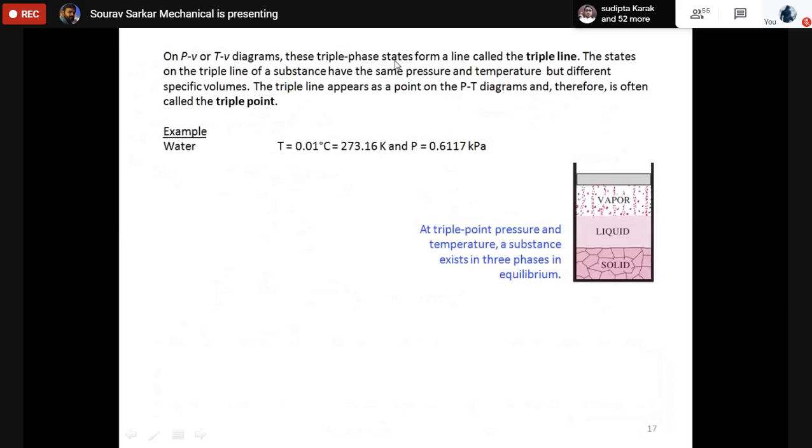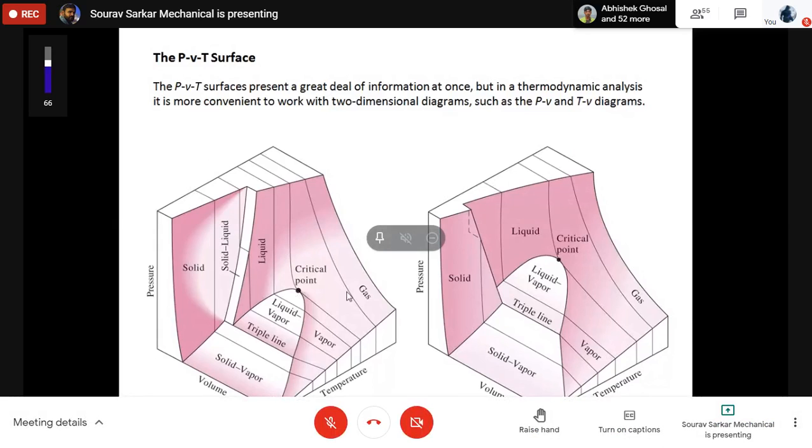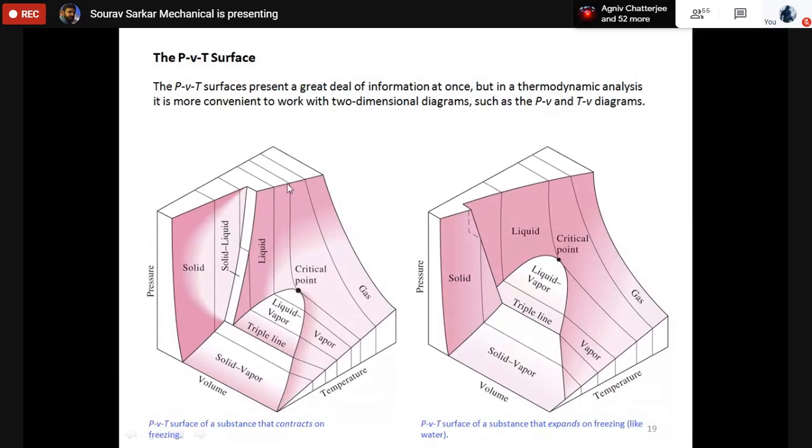Similarly, we can draw the diagram for the PV diagram. So these are the PVT surfaces. If you take the projection of this PV diagram and TV diagram and accumulate those projections, finally you will get a PVT surface. If you see from this side, you will get the PV diagram, and if you see from top, you will see the TV diagram. So these are the two diagrams.